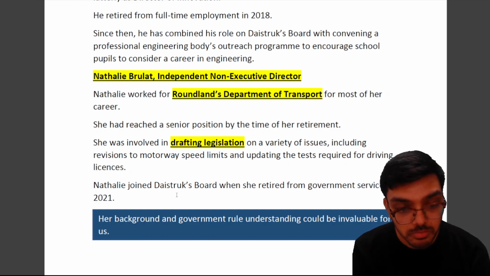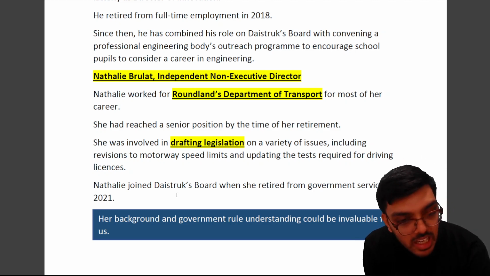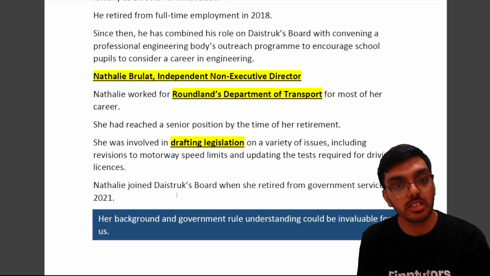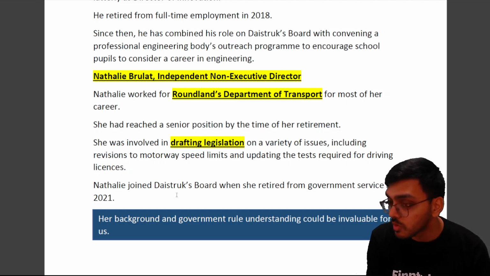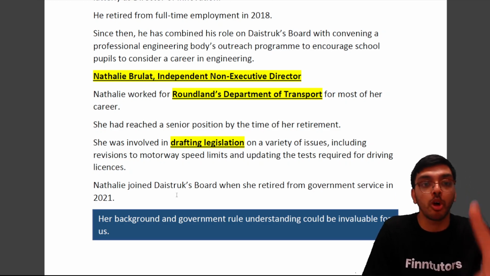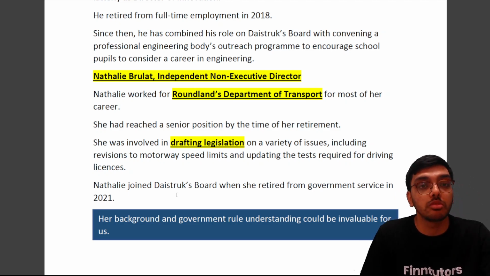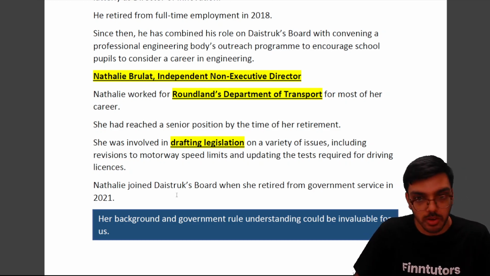Her background, government role, understanding could be invaluable for our business because she has been part of drafting legislations. She's worked for a public department, the Department of Transport. She'll have her connections. She knows how it functions, how we can stay safe from not following any rule. She'll know all of the rules and regulations, in short.